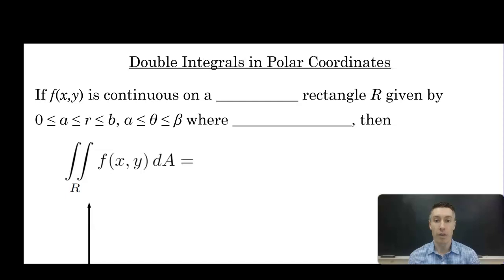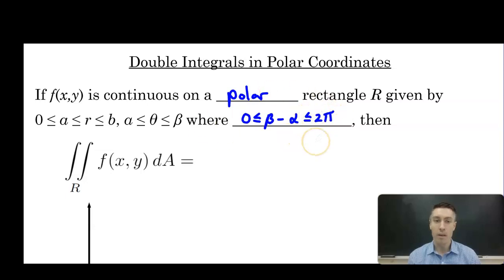Starting off, if function f of x y is continuous on a polar rectangle, R, given by these bounds, where r is bound between a and b, such that a and b are both greater than or equal to 0, and theta is bound between alpha and beta, where there is an extra requirement on alpha and beta, and that is the difference, beta minus alpha, has to be between 0 and 2 pi.